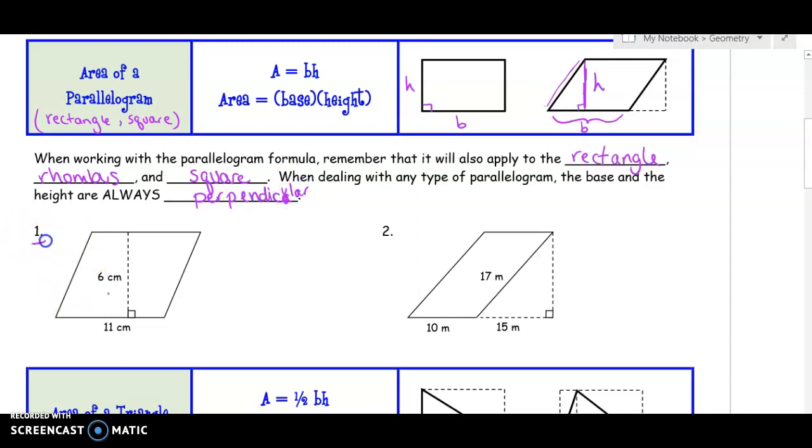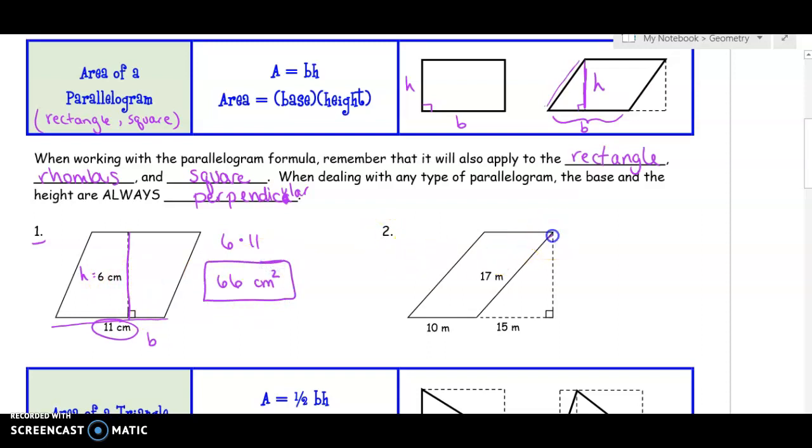So in number 1, you'll notice that we have these two measurements. 6, you can tell, is the height of this either rhombus or parallelogram. It's kind of hard to tell. And then this guy is your base. You're just going to do base times height. 6 times 11, you'll get 66. Units are centimeters, and it'll be squared because area is always square units.